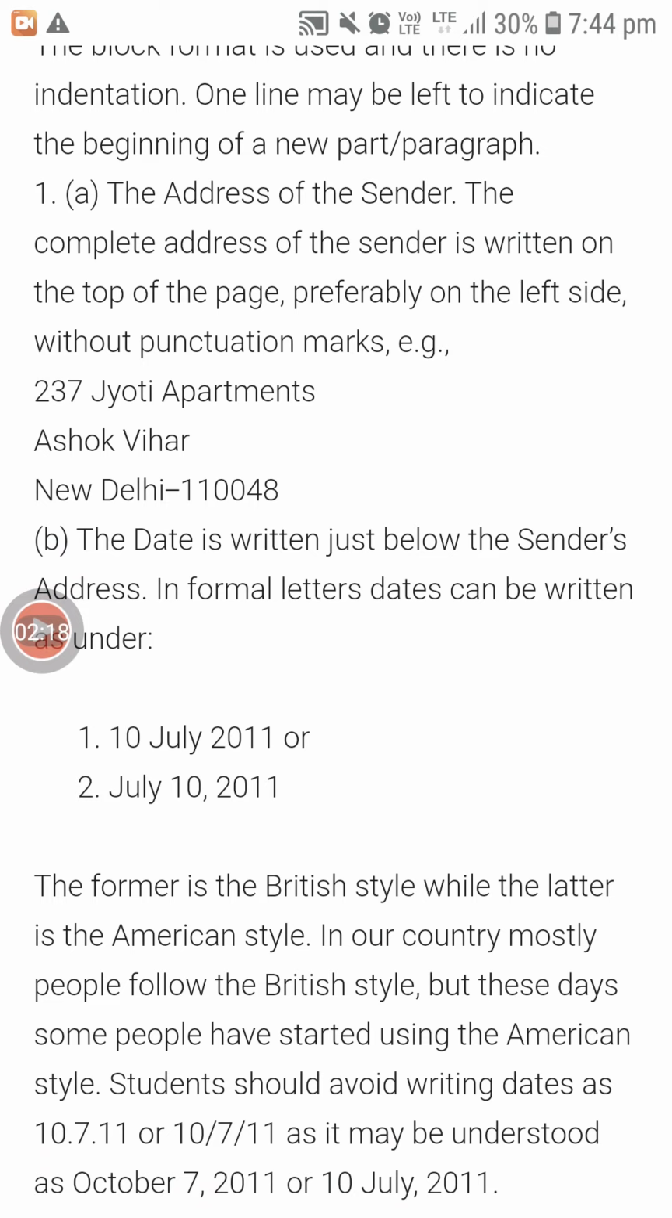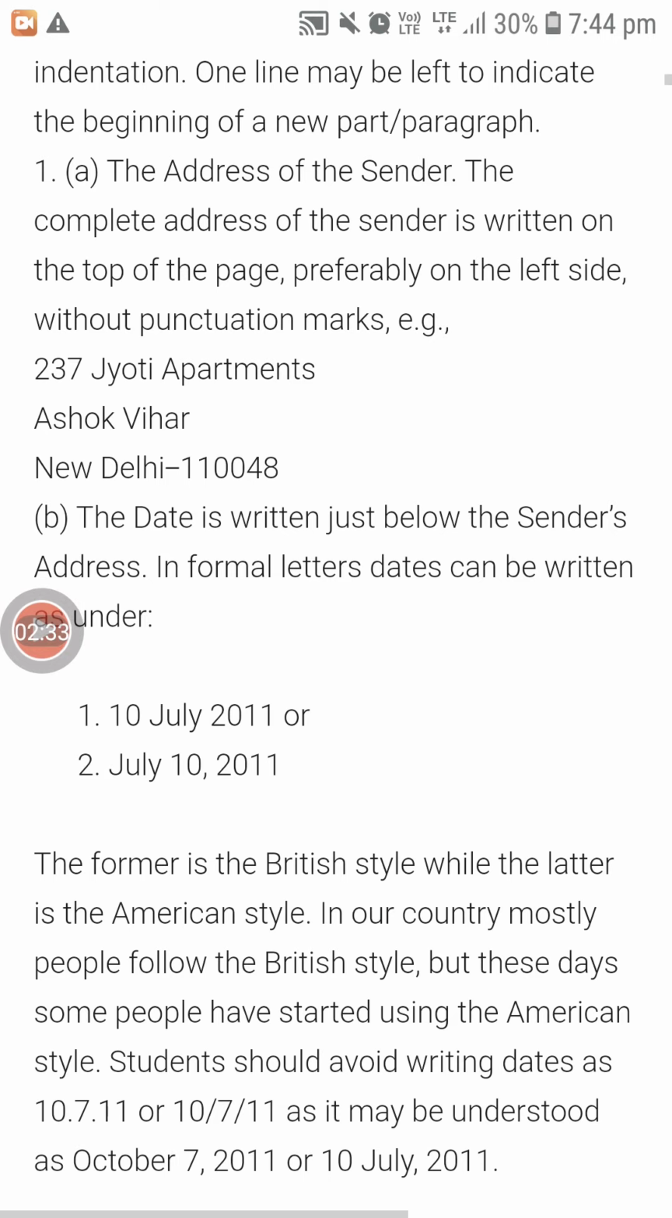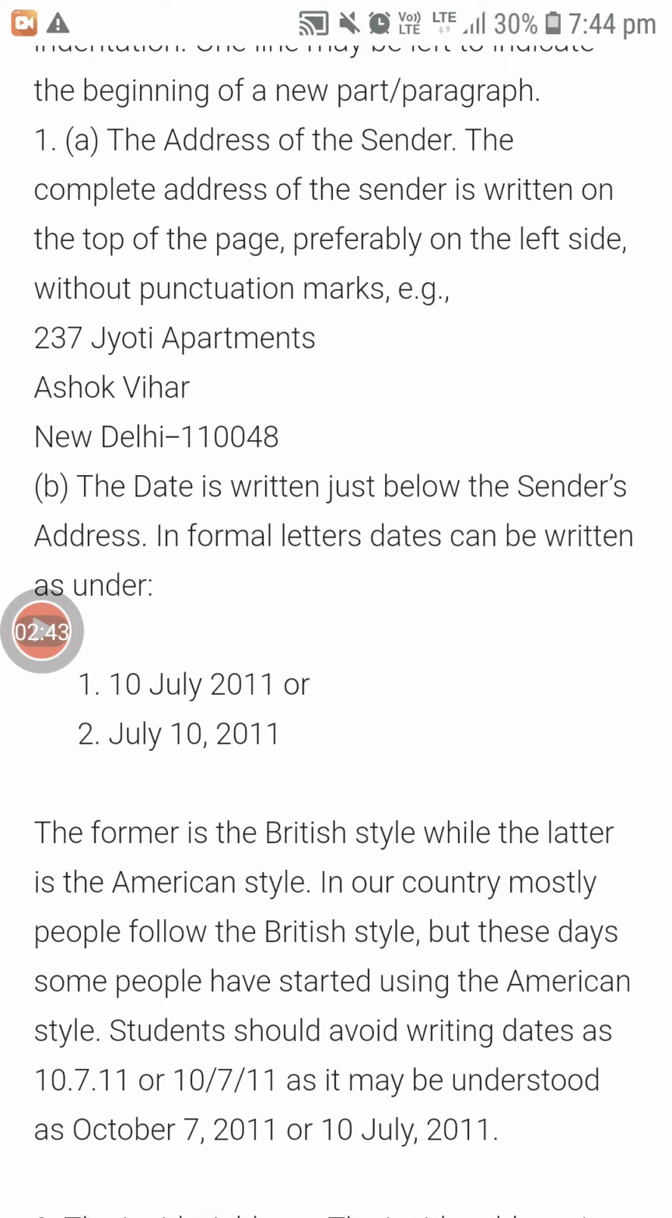So the address of the sender is the first format part which you have to write. Generally, like I've taken something from some book, they have written it in 2 to 3 lines. So you just try to compactly figure out the address. You shouldn't write it in too much detail and cover 3 to 4 lines. Instead, you can just write the main address or the block number, the street and the pin code. That's it. Then comes the date.